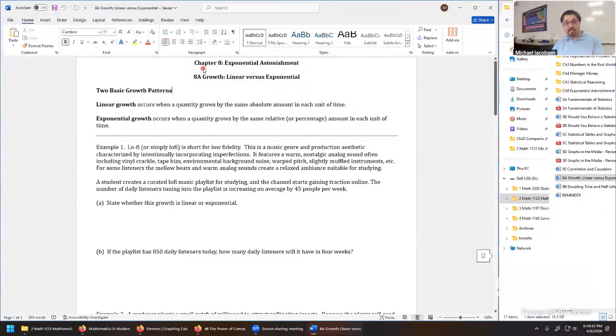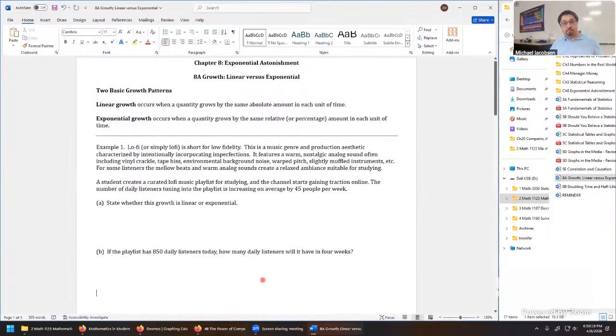There'll be some context, but we're not just, say, analyzing things, determining if a sample is a cluster sample versus a stratified sample and so on. We'll be doing some computations much like we've been doing at the start of the course. So chapter 8 has a kind of interesting title, Exponential Astonishment. And for the first unit, kind of a warm up to this section, we're going to look into linear growth versus more on target with the chapter, exponential growth. So we have two basic growth patterns that our author is going to prime us for.